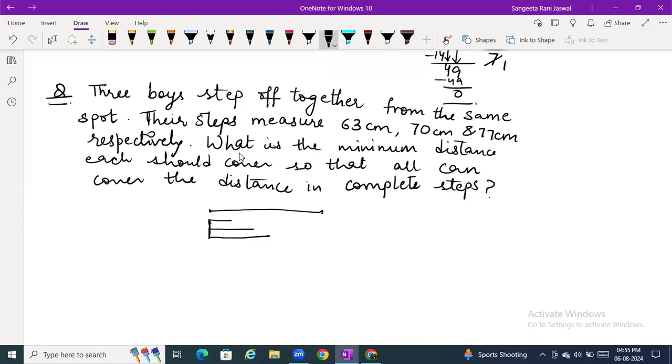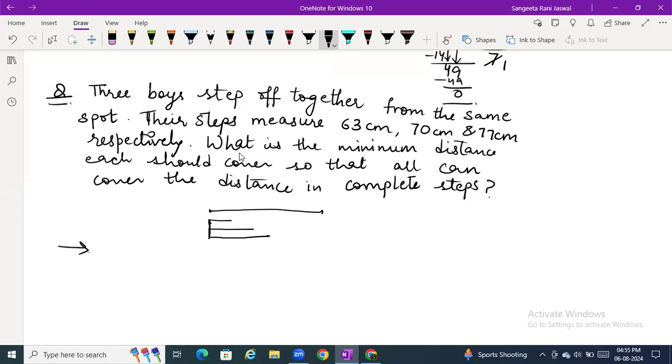Okay, we need to find the LCM within these steps. Ma'am, I have got the answer. What did you do in this case? Ma'am, I found the LCM.